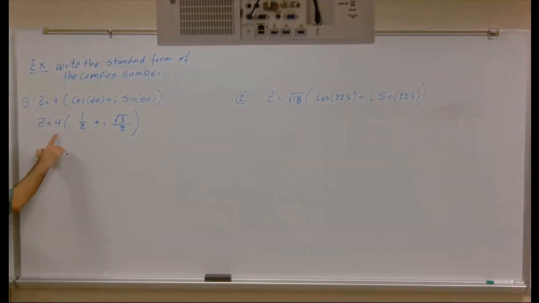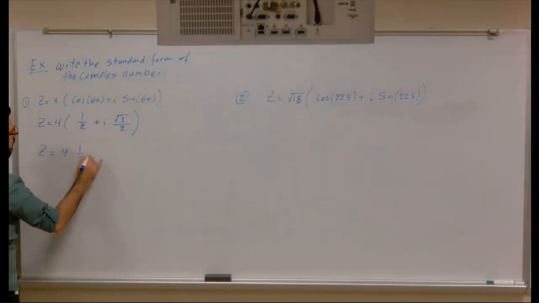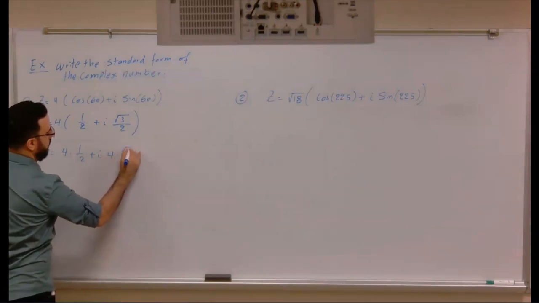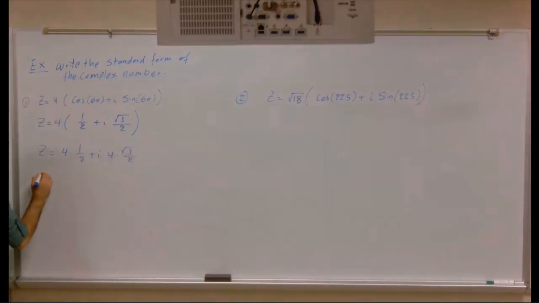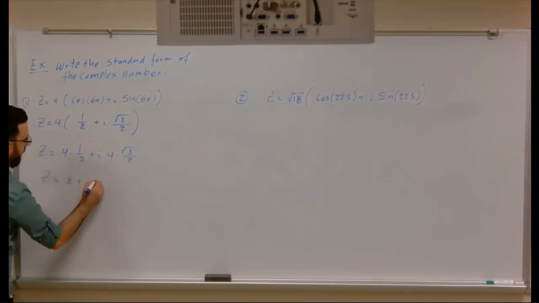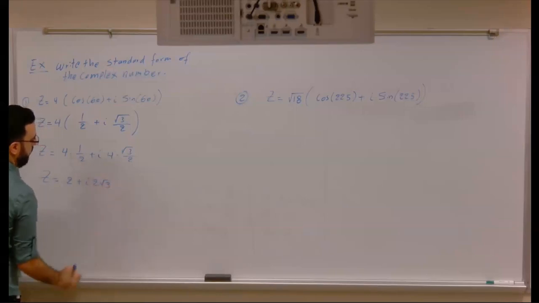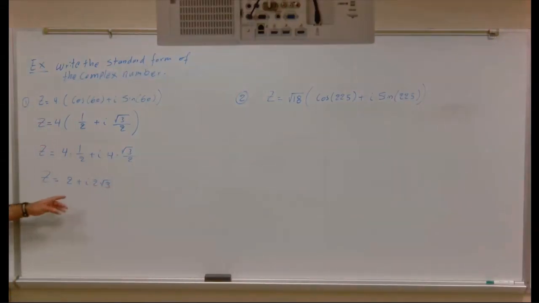So now we're just going to distribute the 4. That means our complex number is going to be 4 times half plus I, 4 times square root of 3 divided by 2. Now our complex number is going to be 2 plus I, 2 square root of 3. And again, if you want to write down the I here, or here, it's going to be the same thing, but make sure the I is outside the root. Inside it's going to be wrong.